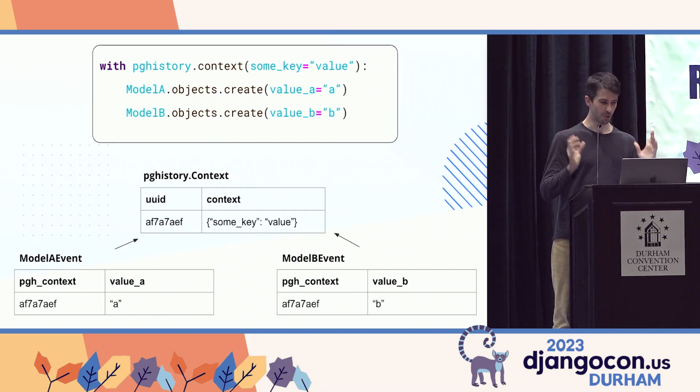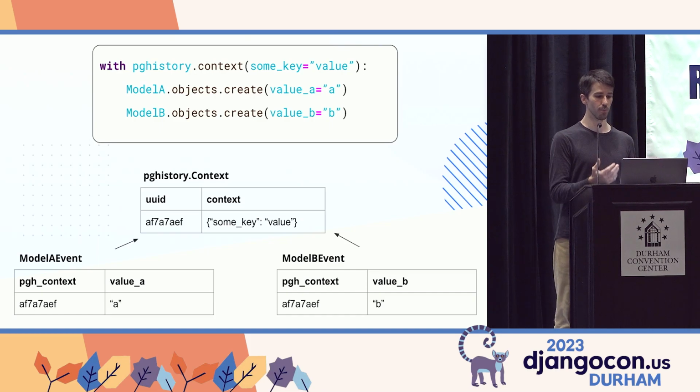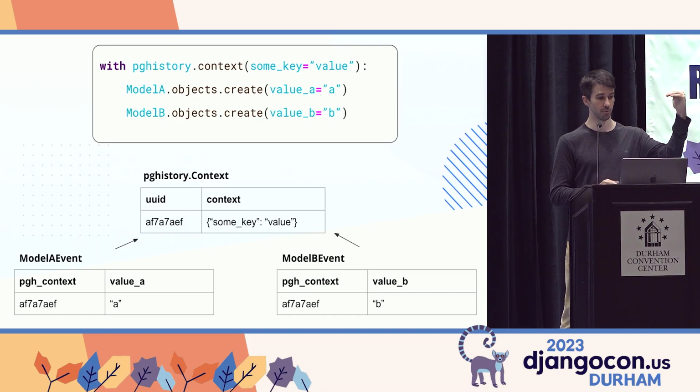So the core piece of context tracking is this: if there are 1,000 modifications that happen within a web request, you can go into the PG History context manager before the request, and you can make all these modifications.